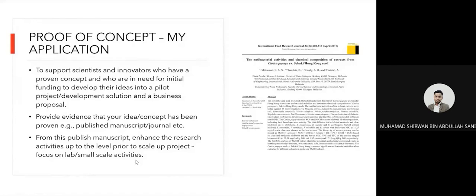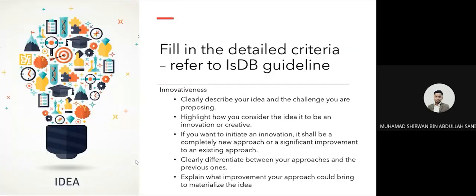So this is how I do this strategy for this proof of concept. Make sure there is something proven or published somewhere to prove that the idea that you're going to introduce in the ISDB proposal are there. Yeah, and then you need to fill in the detailed criteria. Okay, again, you have to refer to the ISDB guideline, what they are looking for.